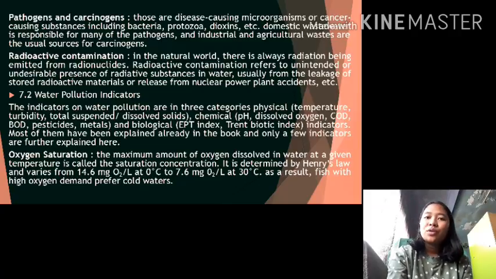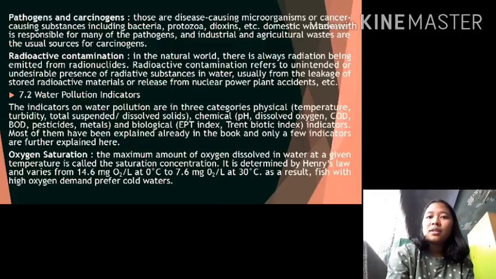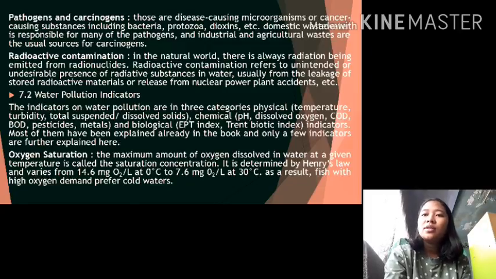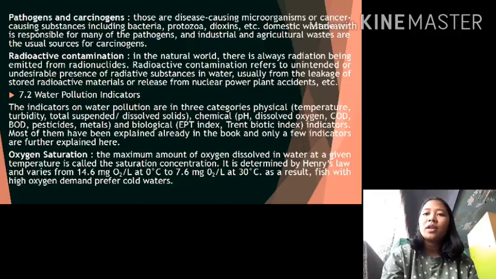Next, 7.2 Water pollution indicators. The indicators of water pollution are in three categories: physical, temperature, turbidity, total suspended or dissolved solids; chemical, pH, dissolved oxygen, COD, BOD, pesticides, metals; and biological, EPT index, strain biotic index, indicators. Most of them have been explained already in the book, and only a few indicators are further explained here.